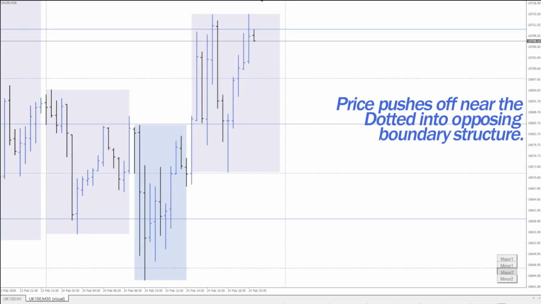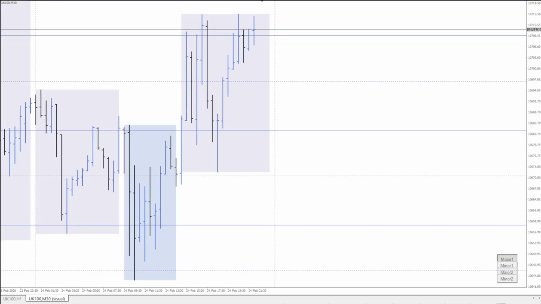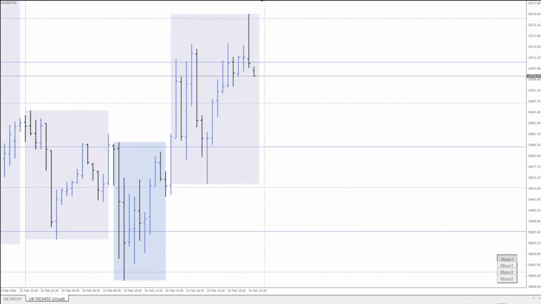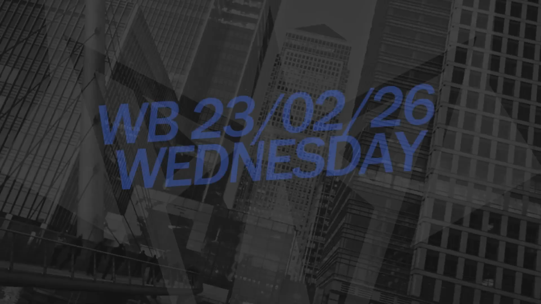So Tuesday ends on the upper structure of London's dotted boundary levels, and that's Tuesday testing our boundaries. This introduces authority shift behavior.